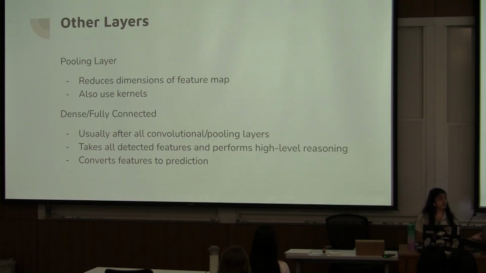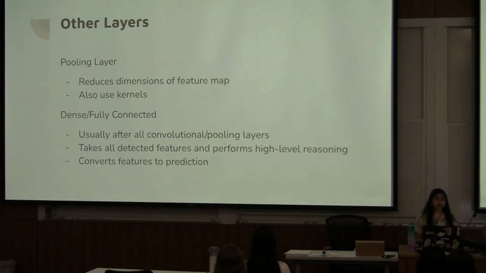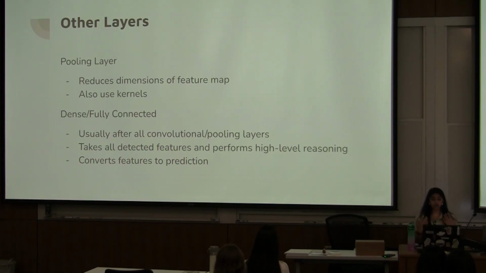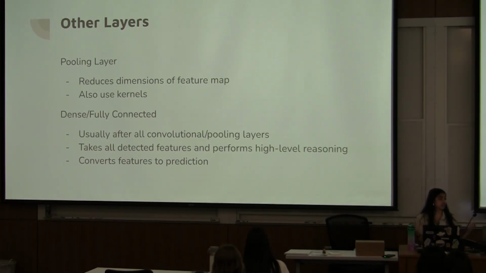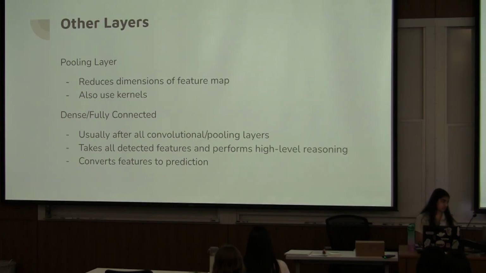But then we also have dense or fully connected layers. These are present in almost every single neural network because they are used to make your final prediction. In a dense layer, every neuron is connected to all the outputs of the previous layer, and it performs high-level reasoning after feature extraction. It combines all of those features that the convolutional layers pulled out and makes a final prediction. For example, for classification, it'll finally decide cat or dog, A or B, whatever it is.